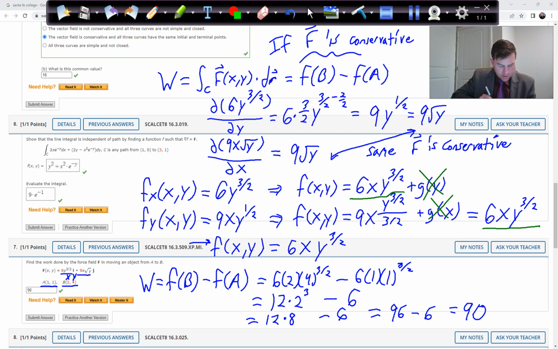Did they give us any units? They did not give us units. So it depends on our measurement and what we're working with here. Like if this was feet and the force was in pounds, then the work would be foot-pounds. So it depends on what unit you're given to interpret what this number really means. But for this problem, problem 7, the work would be 90.